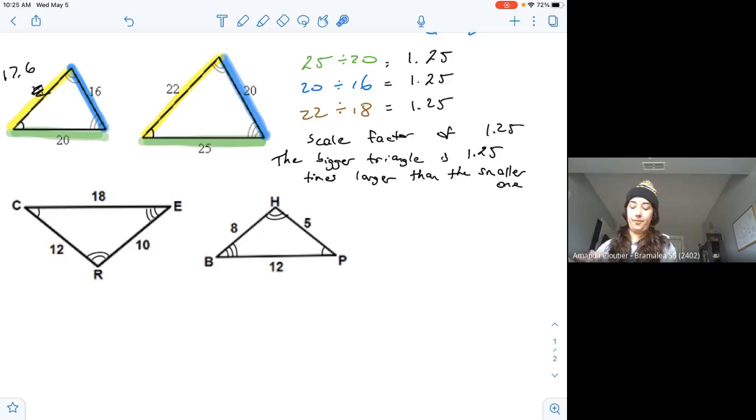Oh, you guys are probably writing down the triangle. Okay, I'll give you a minute to draw the triangle and then we'll start talking.